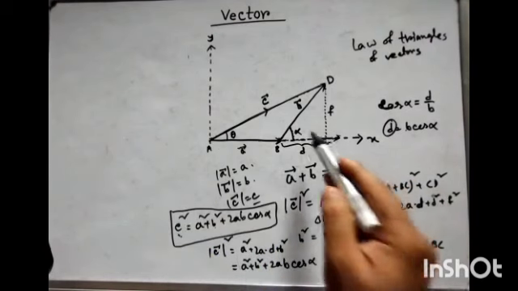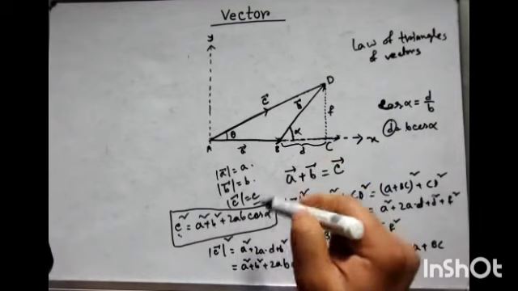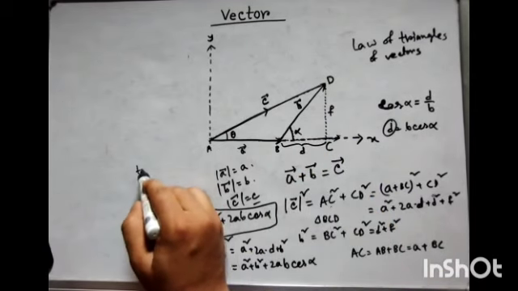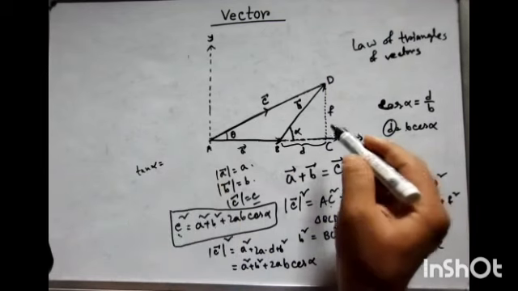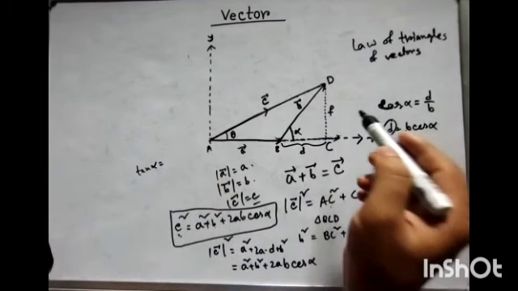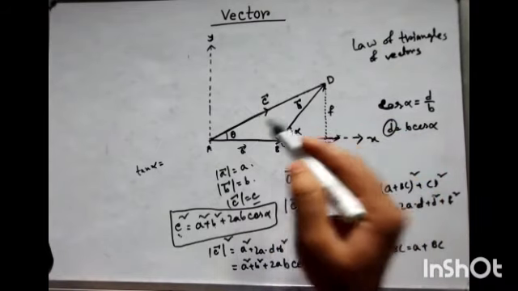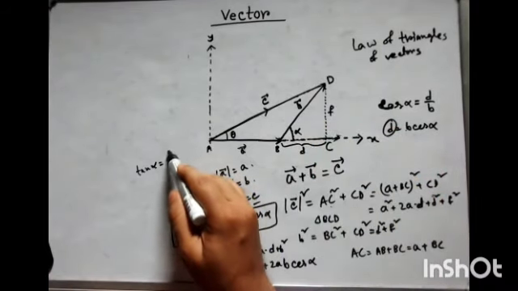And what will be this angle in terms of a and b? So say tan alpha equal to what? Height by base, so height is f and base is d.